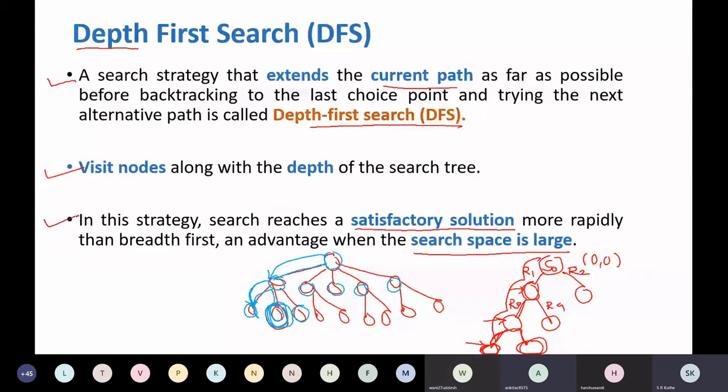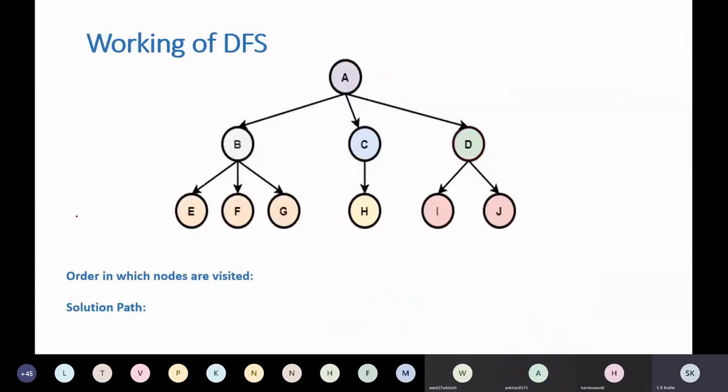Okay, so let us see an example now. Now suppose this is a search tree. Already I have explored it, and I found that there are three rules that can be applied from the starting state A. A is the starting state in this search tree.